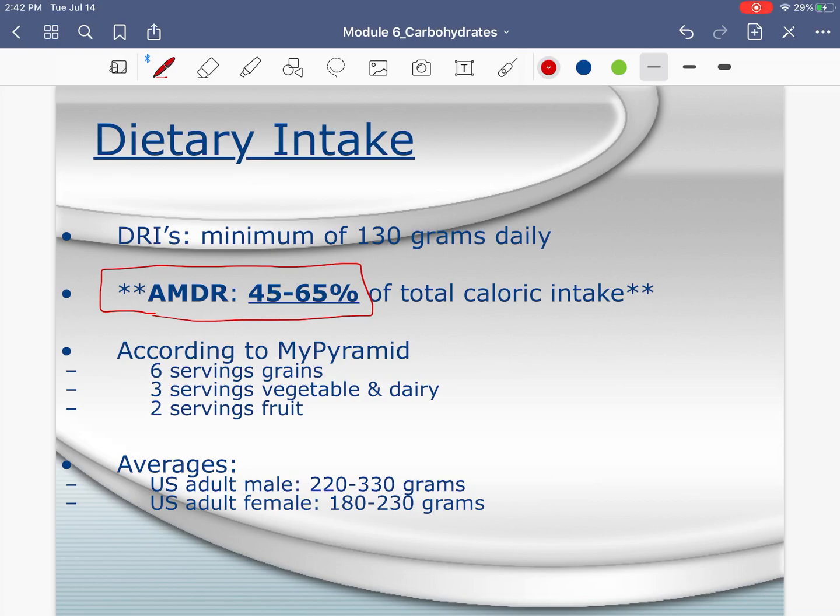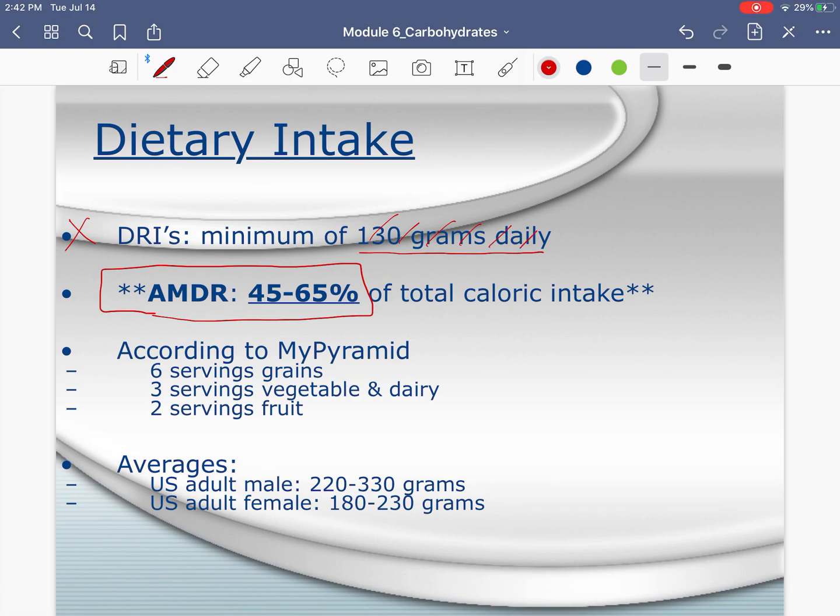You can see that the dietary reference intakes is about 130 grams daily. But I don't like to use that because that really depends on your age, your height, and your weight and your activity level. So I don't think that really gives us a good ballpark necessarily because we're all so different.